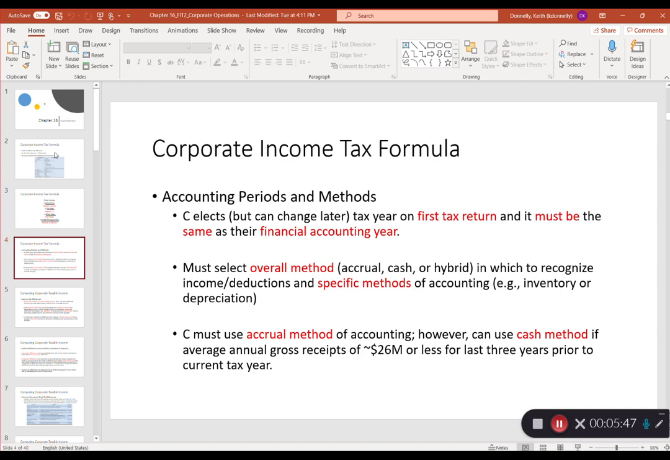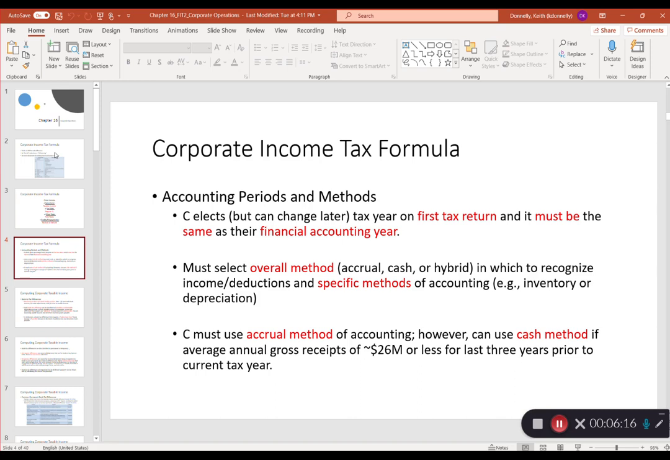So the book says this, right? And a lot of times they use these very large corporations like Apple or Amazon. Clearly they're going to have 26 million in sales. However, when you're in practice, especially at a small or medium firm, many of your clients are not going to meet this standard. In other words, their gross receipts are going to be less than 26 million. That just means their gross sales. If that's the case, then they can use the cash method as their overall method.